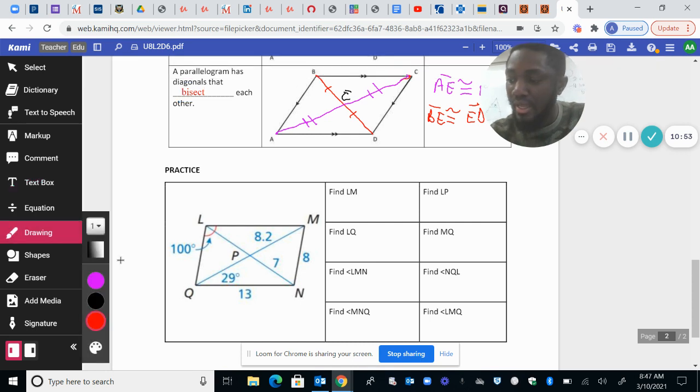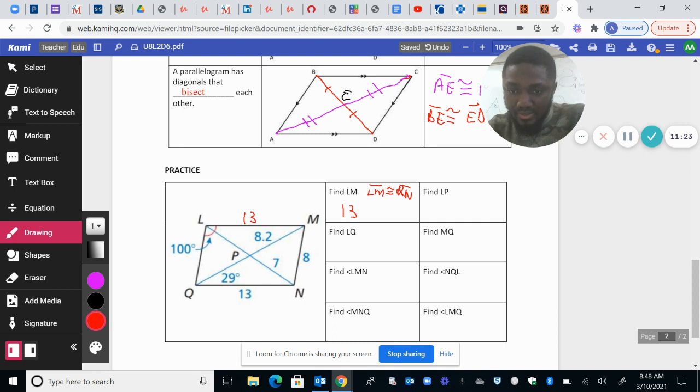Since we know that LM and QN are opposite, okay, so they are congruent. LM congruent to QN. And we know QN to be 13, so it means LM has to be 13 as well. So that's why here LM is 13.